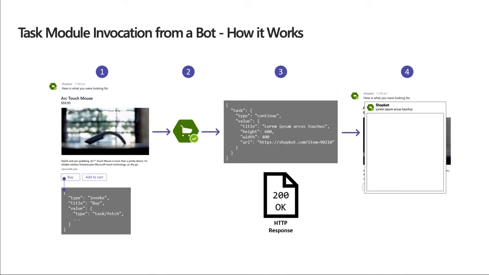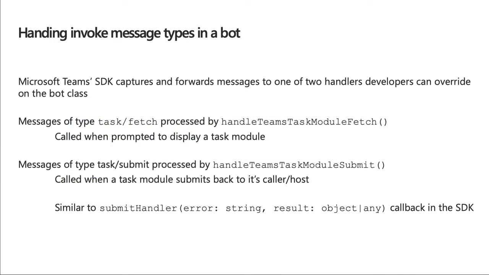The Microsoft Teams SDK automatically processes all invoke messages and directs them to one of two handlers. These handlers return an object of type task module response that tells Microsoft Teams to either display a message or to display another task module. The details of the response, either a message or a task module, are included in the value property of the returned object.